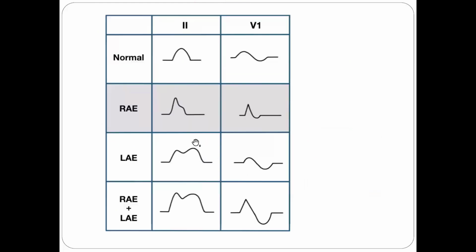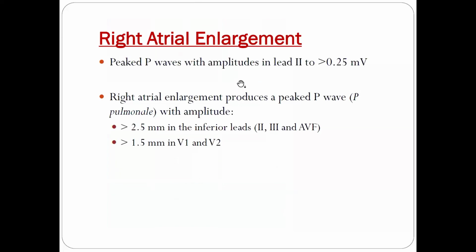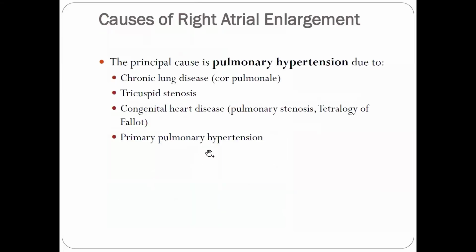The other thing is, if you are looking at lead V1, since it is biphasic, as I said already, the first half is formed by the right atrium and the second half of the P wave is because of the left atrium. So if the height of the first half of the P wave is more than 1.5 millimeters, that is more than 1.5 small squares, then it is called right atrial enlargement.